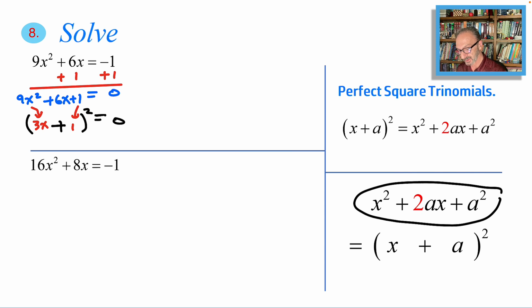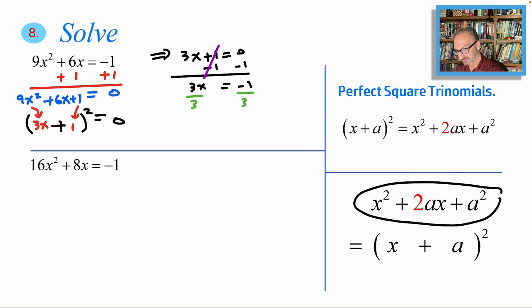With the principle of zero product, we have the following. Therefore, we have 3x plus 1 equals 0. We could subtract 1 from both sides, and we end up with negative 1 on the right. On the left, 1 and negative 1 cancel, and we have 3x. Then we could divide by 3, and on the left we get x by itself. The right side is negative 1/3, and that is our answer for the first problem.